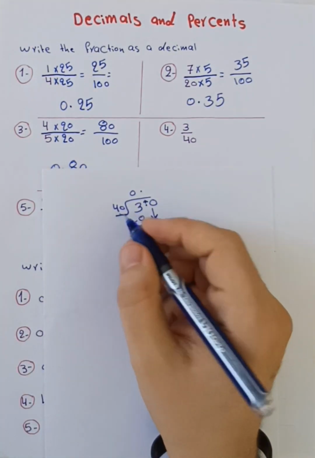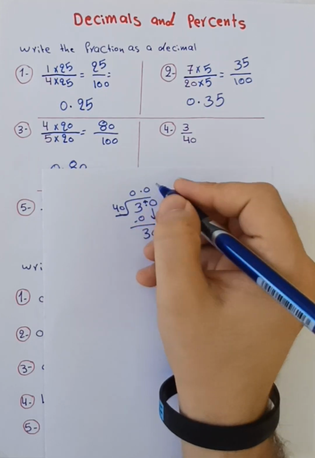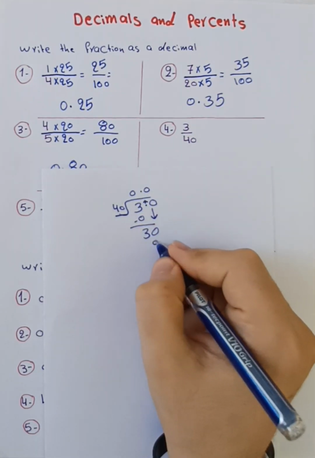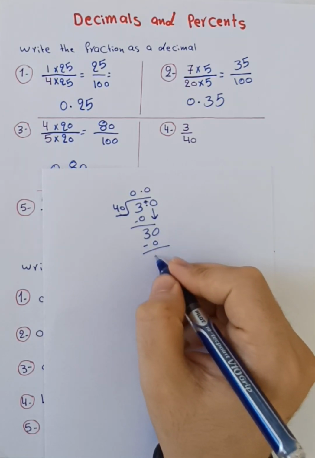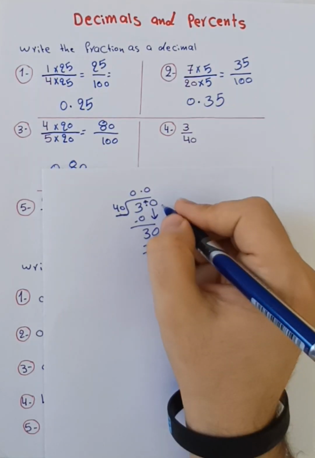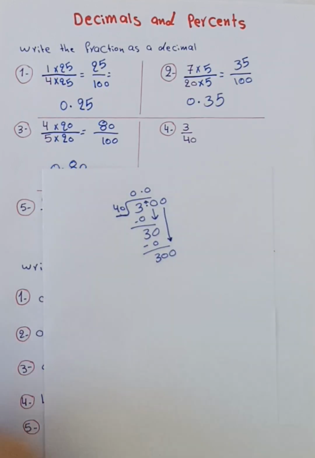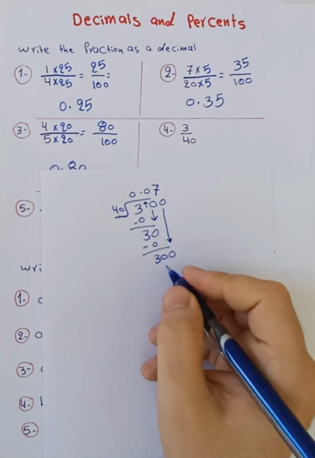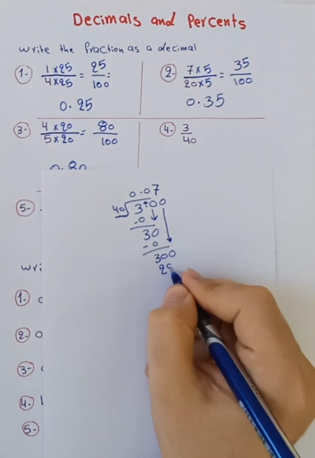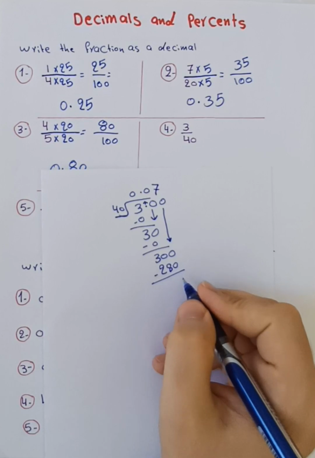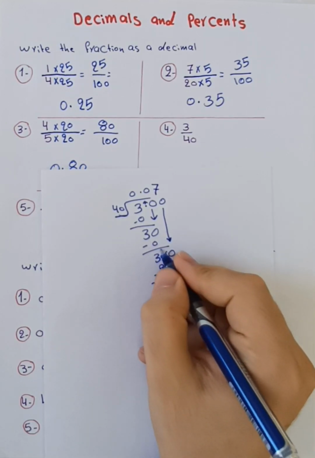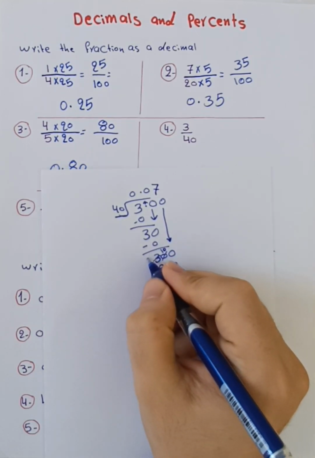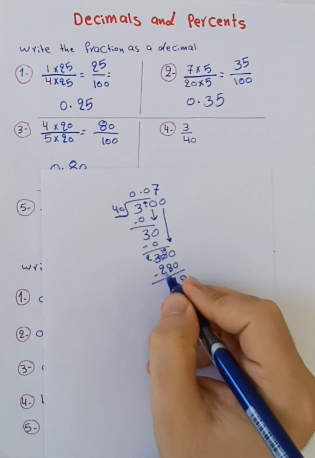30 divided by 40 again equals 0. 0 times 40 is 0. 30 minus 0 is 30. And then you have to write another 0 and bring it down. 300 divided by 40 is 7. 7 times 40 equals 280. 0 minus 0 is 0. And the 0 becomes 10. And 3 becomes 2. 10 minus 8 is 2. 2 minus 2 is 0.